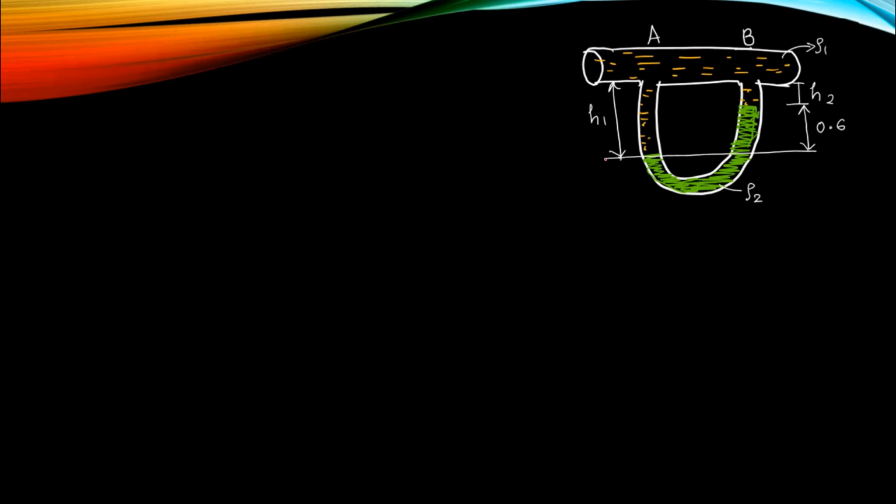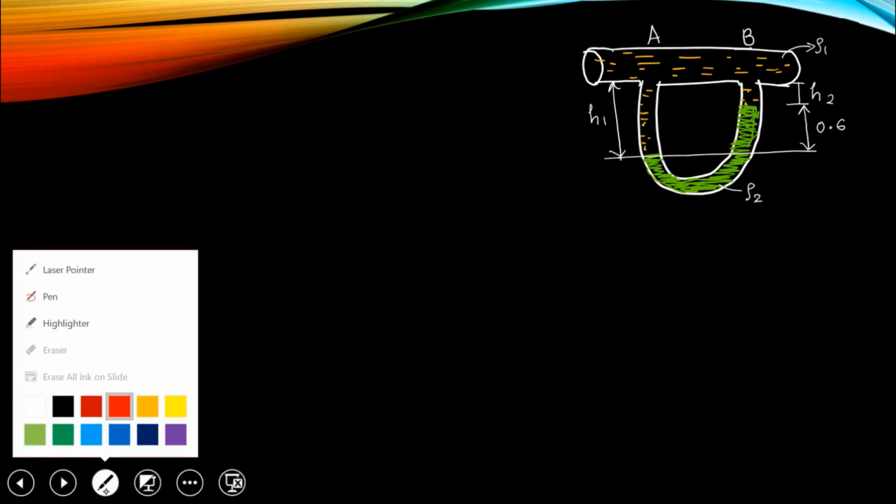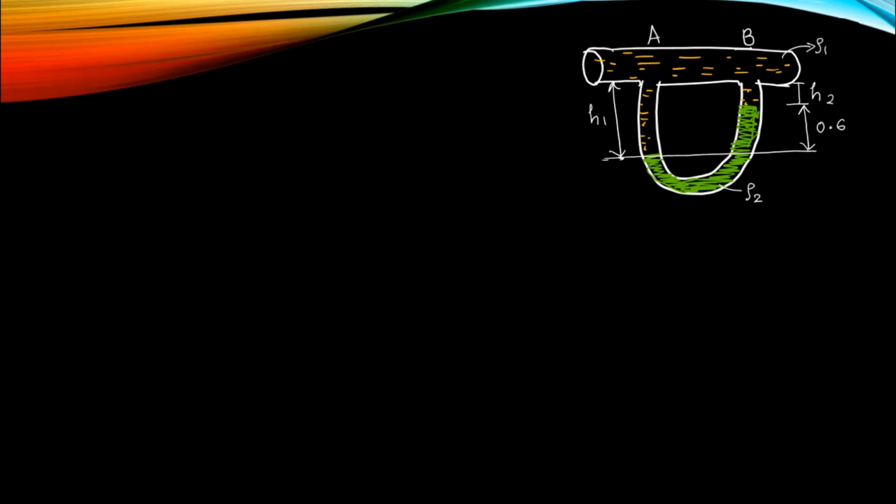So first we will draw a straight line which touches the topmost portion of the lower level of the mercury. In this figure we can see the left limb has the lower level of mercury, so I have drawn a straight line through it. Now we know the pressure at both the points, left and right limb, at which the straight line touches will have the same pressure.